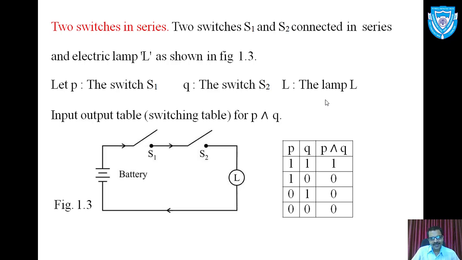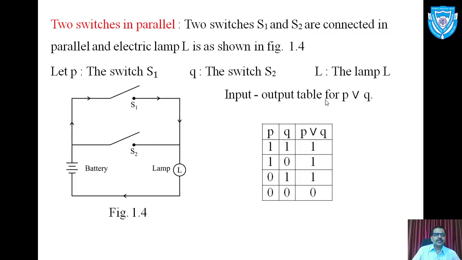So note that this behavior of switching circuit for different states of the switches, they can be easily understood with the help of truth table of conjunction. So like this way, switching circuit can be represented using the compound statement. Switching series circuit can be represented using the compound statement P and Q, and the behavior of the series circuit can be easily understood with the help of truth table of conjunction.